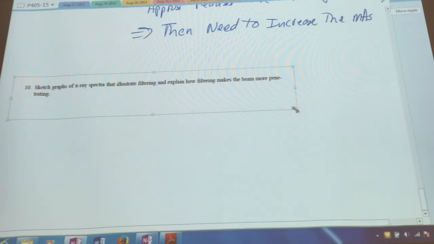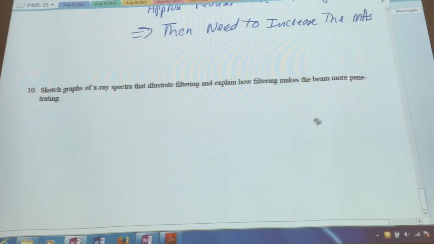Okay, how about this one? You know how to sketch these graphs? Sketch a graph of X-ray spectra that illustrate filtering and explain how filtering makes the beam more penetrating.